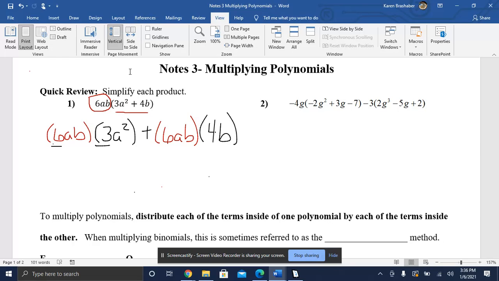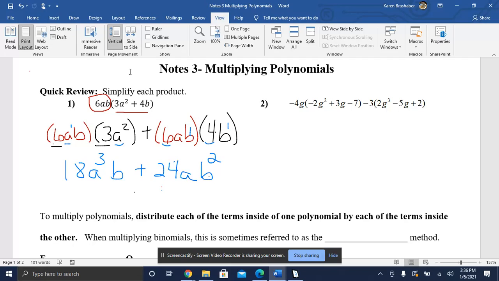So 6 times 3, which would give us 18. And then we keep the bases, so we have an a to the first and an a to the second. We'll add those exponents to get a to the third. We also have a b. Then we have plus. We'll multiply 6 times 4, so 24. We have a, and then we have b to the first and another b to the first, so b to the second. And that's our first review problem.